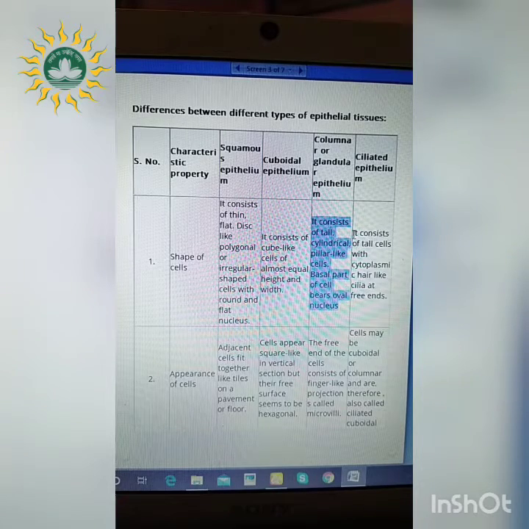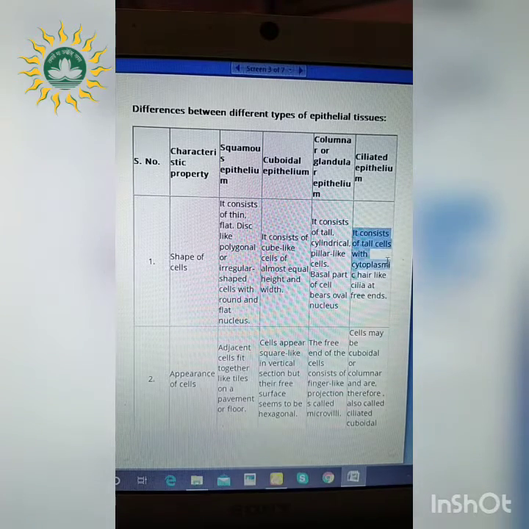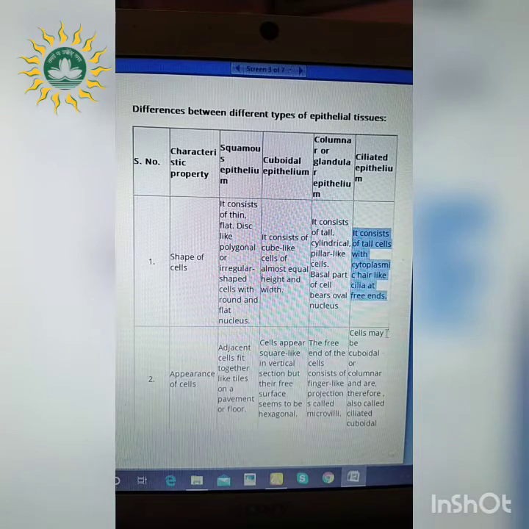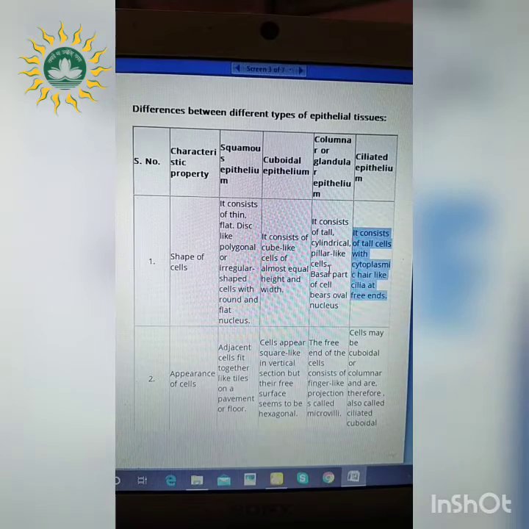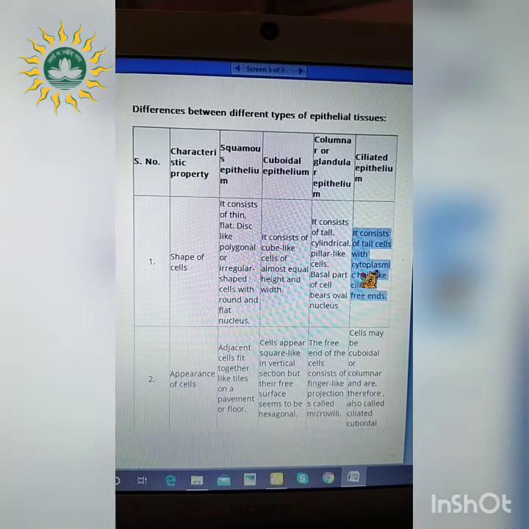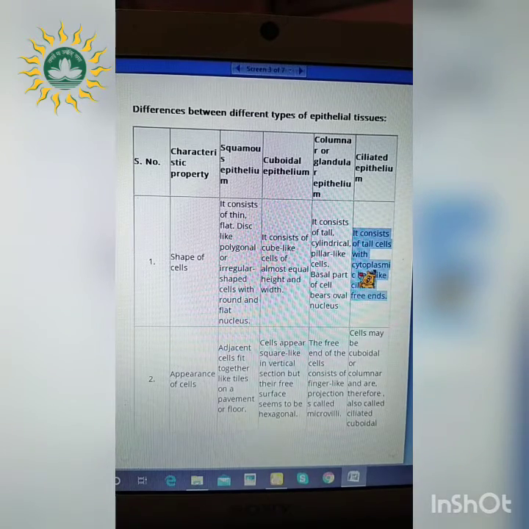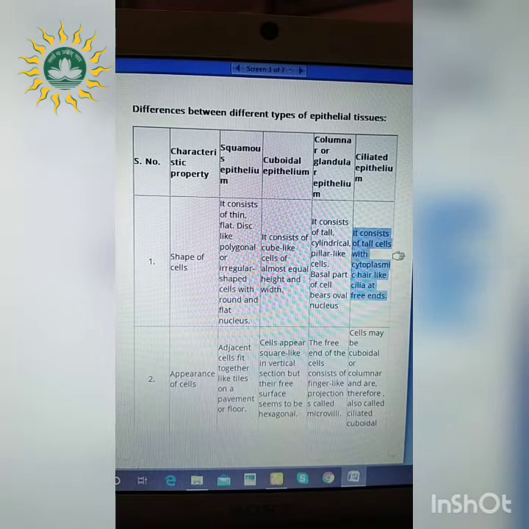The ciliated epithelium consists of tall cells with cytoplasmic hair-like cilia at the free end. The structure is almost similar to that of columnar or glandular epithelium, but cilia are present here because they help in the process of movement.